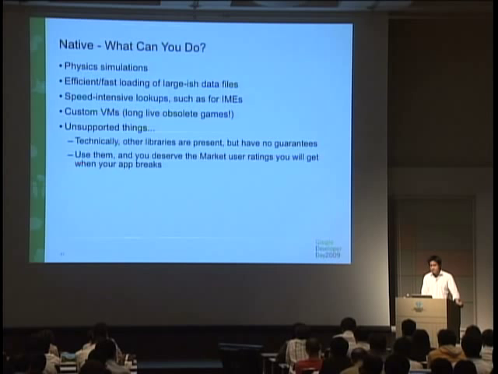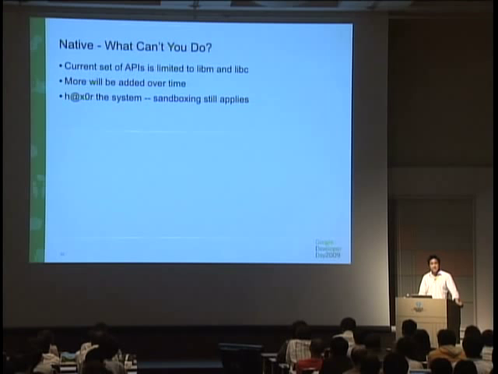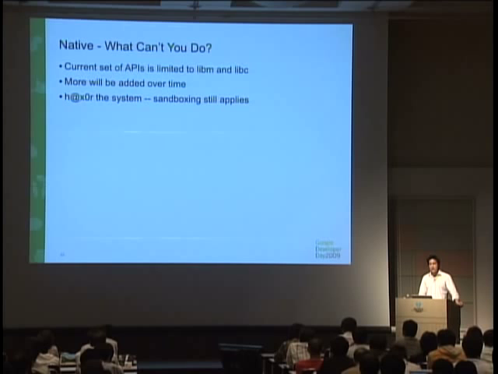So what can't you do with native? Like I mentioned, the current set of APIs available to native code is limited to libc and libm. We expect to add more over time, but currently that's all you get. The other thing you can't do from native code is to hack the system. Even though you're running as native code, the same sandbox that protects the system from your app and your app from other apps in the system still applies.